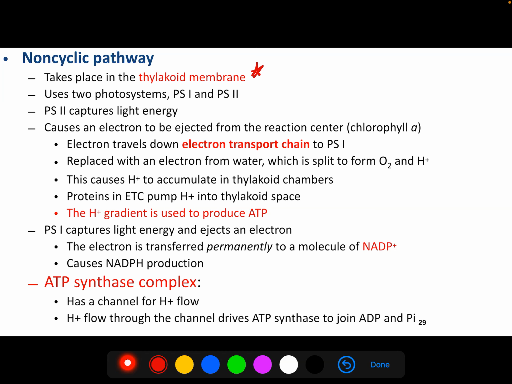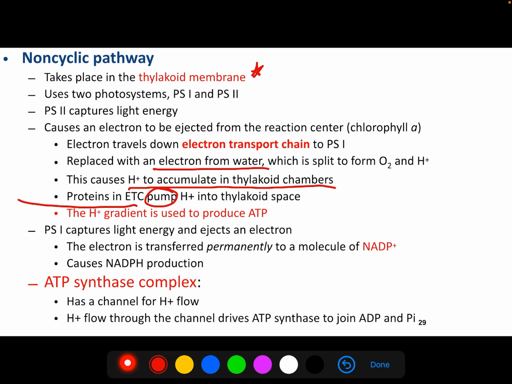PS2 and PS1. PS2 captures light energy, causing an electron to be ejected from the reaction center. The electron travels down the ETC to PS1. The electron comes from water. This causes hydrogens to accumulate in the thylakoid chambers, and proteins in the ETC pump actively, okay? Using the energy found in the electron, okay?